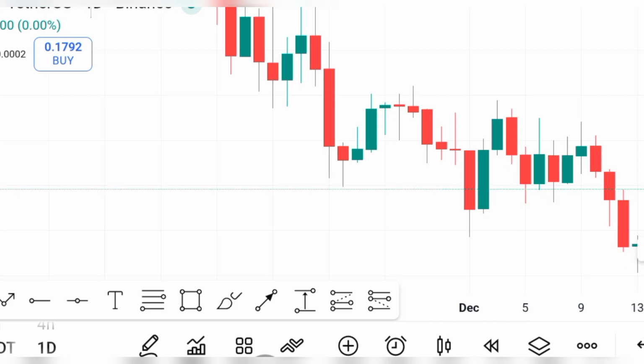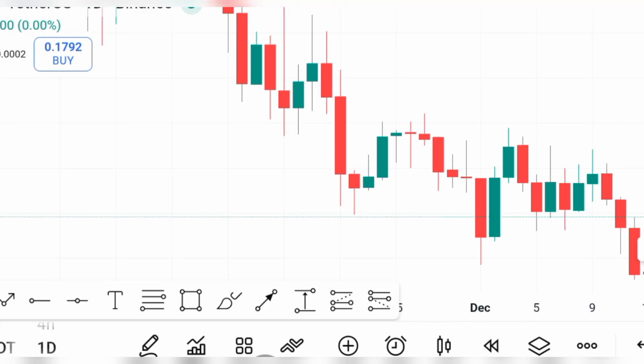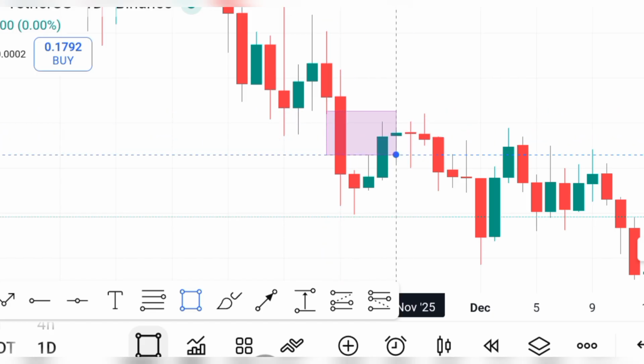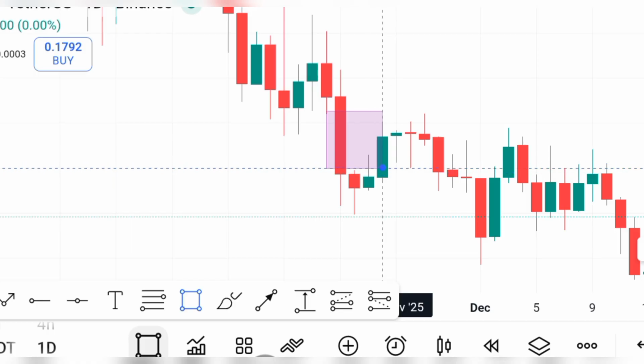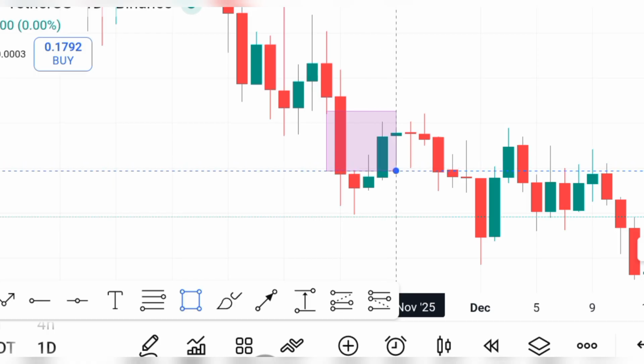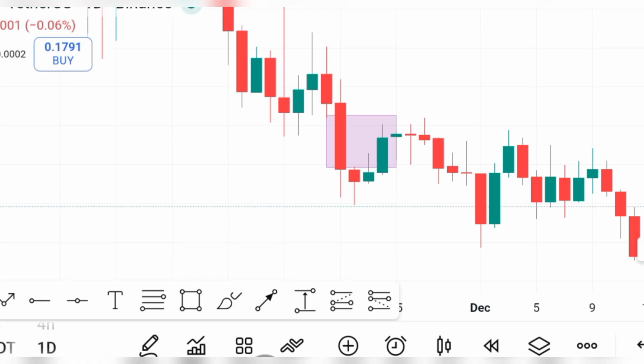Let's first try with this one. When you look at this zone here, this is where the market turned from, because the market was bearish. You can see how the market moved and left that fair value gap. This was the first candle, and this is the wick that it made, and this is the second candle.